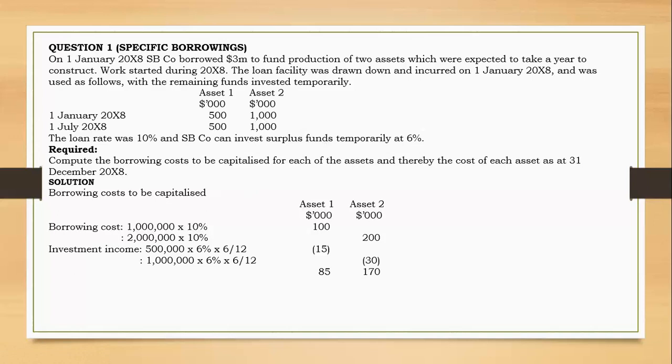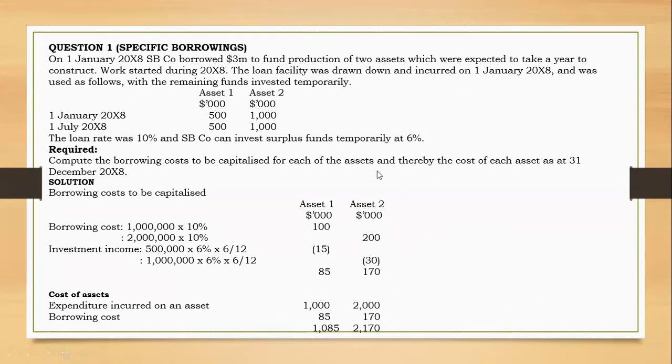Yes, so actually we are done with this. The question said compute the borrowing cost to be capitalized for each of the assets and thereby the cost of each asset. Now, the costs to be capitalized are known. How do we obtain the cost for each asset? That one would be simple. For asset 1, I used $1 million, and for asset 2, $2 million, but I have to capitalize the borrowing cost. So I will add 85 to asset 1, and then I would add 170 to asset 2, giving you a total of these figures here.